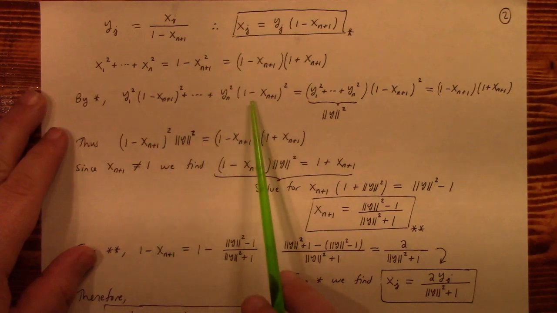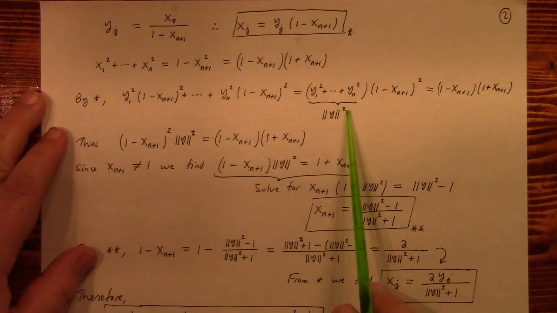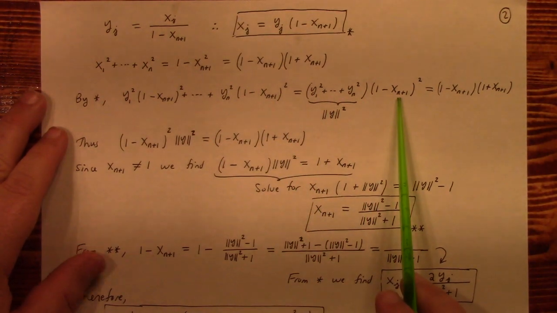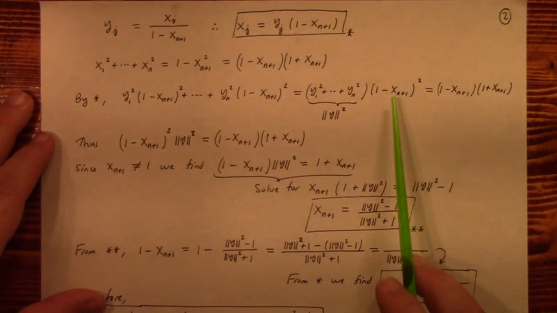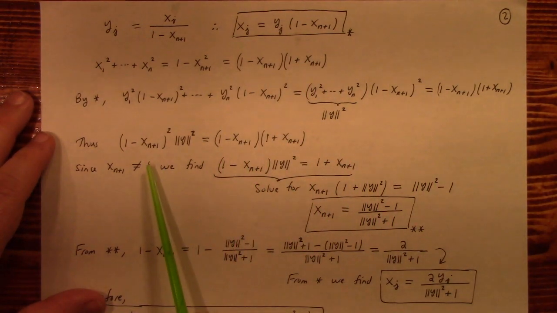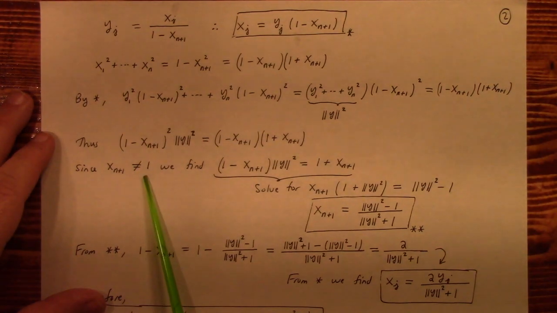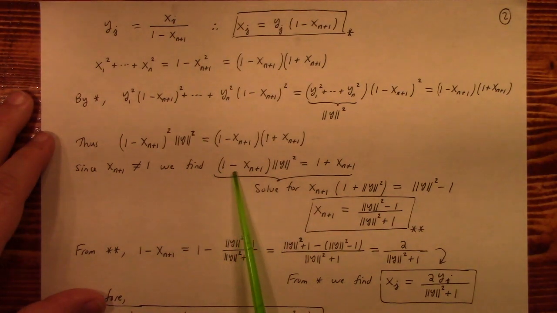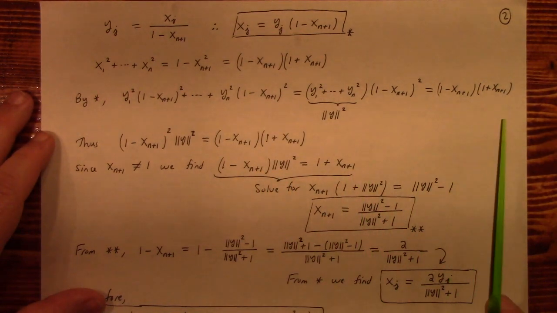I just basically plug these in all the way across. And then I can factor out the sum of the squares of y, that's exactly the length of the vector y squared, times 1 minus x sub n plus 1 squared, right? And then, of course, that factors like so. This is still equal to that, and then I can divide by 1 minus x sub n plus 1, because that's not equal to 1, so I'm not dividing by 0 in this context. And lo and behold, I get 1 minus x sub n plus 1 times the length of y squared is equal to 1 plus x sub n plus 1.